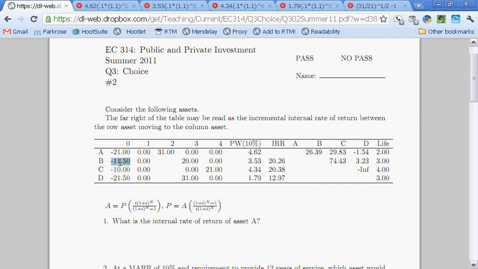So now B's your best candidate, C's gone out, and you have to check and see if you should upgrade from B to A. Let's go ahead and check that one. The AB incremental internal rate of return is right there. You see it's in row A, column B, and you find it's 26.39%. Guess what? That is greater than 20, and so you see that you should upgrade from B to A. There are no assets left, so A remains your best asset, even when the minimum acceptable rate of return is 20%. And so there you go. There's your solution to essential question number 3, version 2, during the summer of 2011.